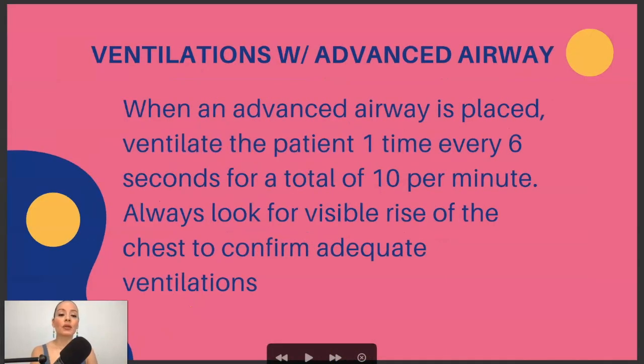Ventilations with an advanced airway, this is more ACLS, so I'll cover it quickly. When you have an advanced airway, you ventilate the patient 1 time every 6 seconds for a total of 10 per minute. And this is on the test. You always look for visible rise of the chest to confirm adequate ventilation. You want the chest to rise, not the abdomen. If the abdomen is rising, then the airway is not properly placed and you're seeing gastric inflation. So always look for the chest to rise.